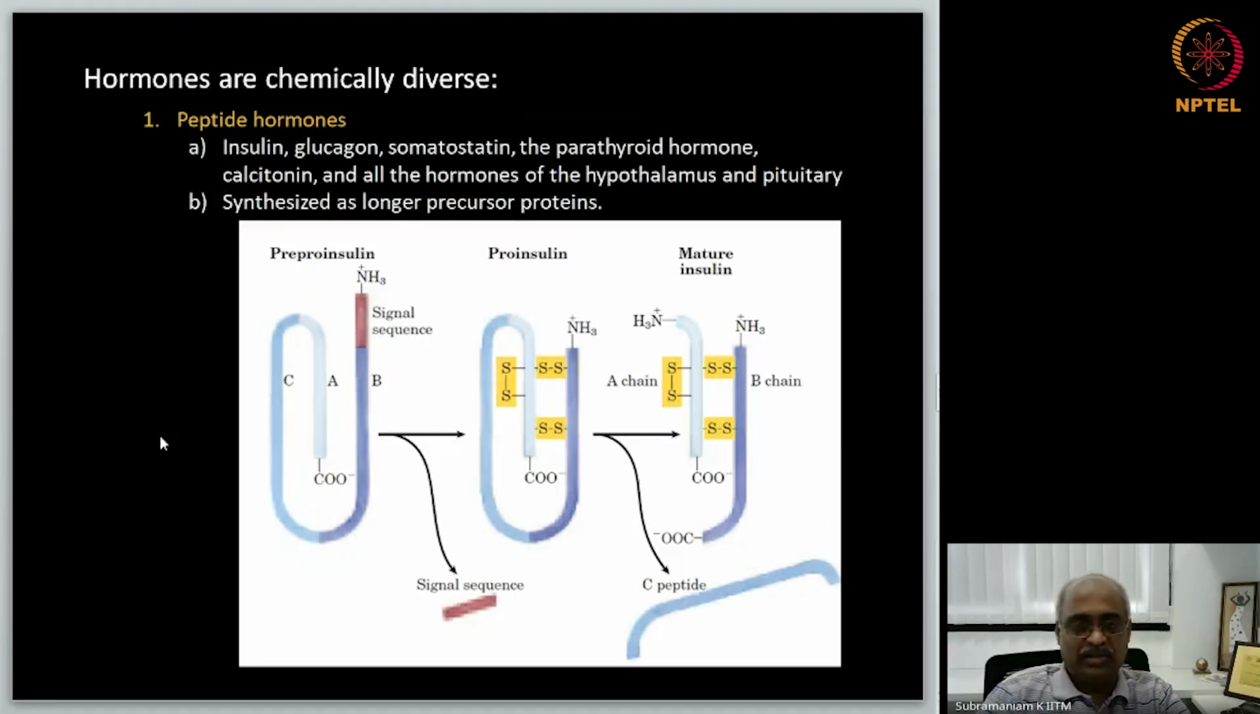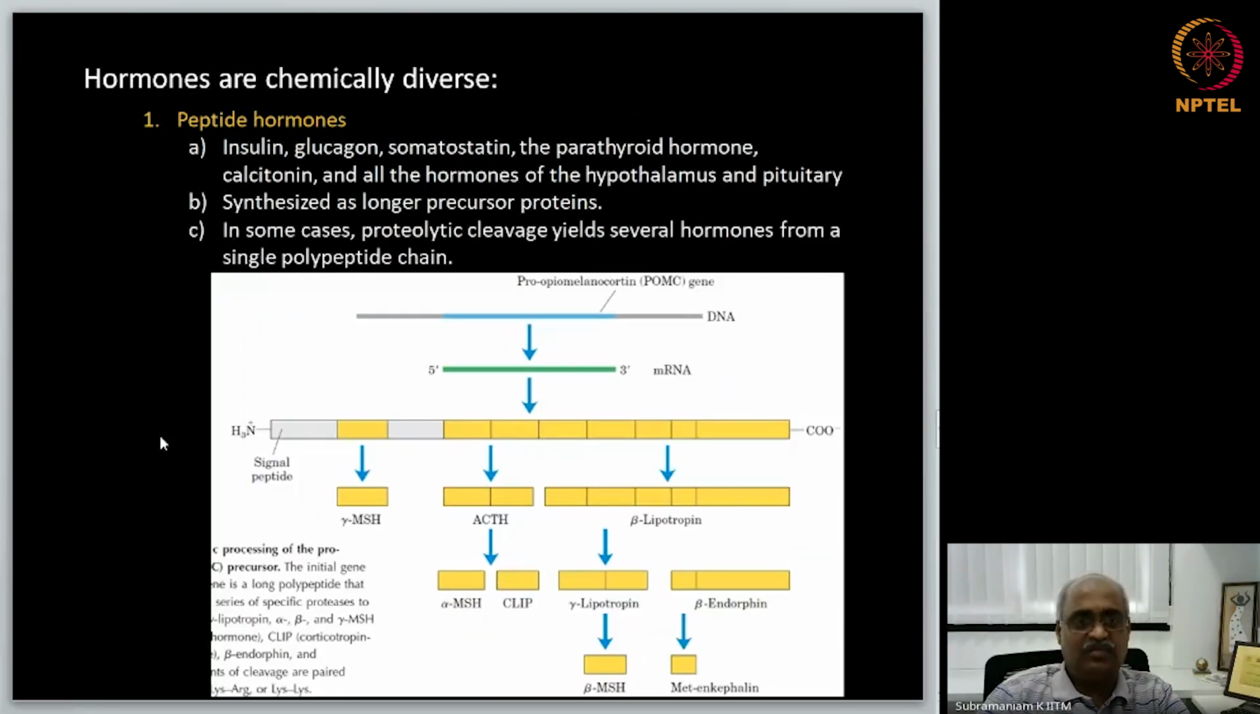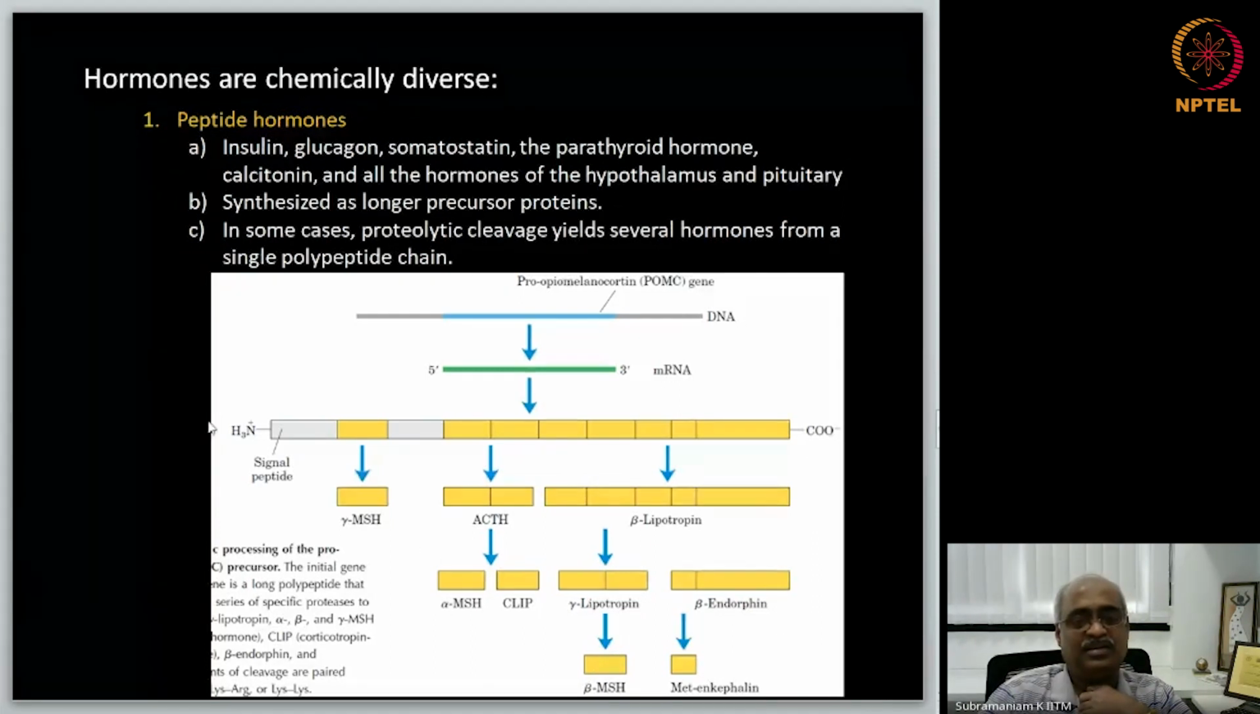So that is one, and some of them are actually from the long primary polypeptide. The proteolytic cleavage produces multiple hormones as shown in this example here. This is the pro-opiomelanocortin, the POMC gene. So that produces this long peptide, and that is cleaved into 1, 2. This itself is functional. 2, 3, 4, 5, 6, 7, 8 different hormones are produced from this cleavage.